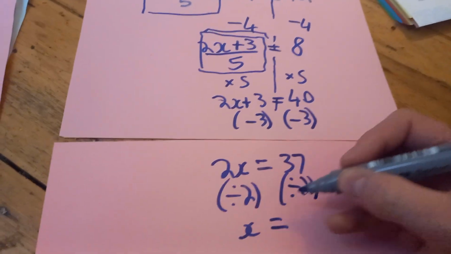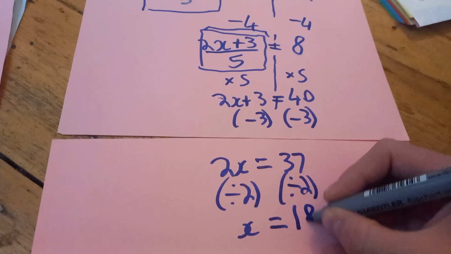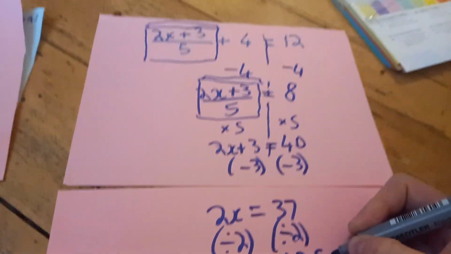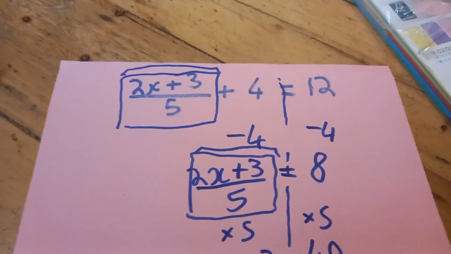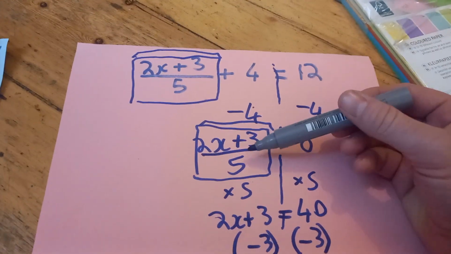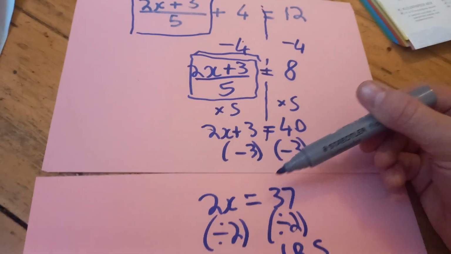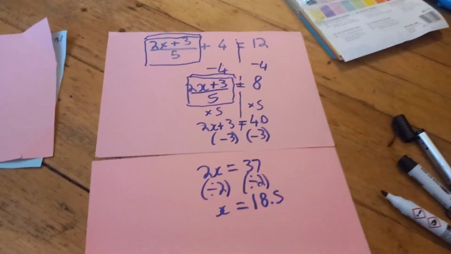X equals, get your calculator out, and that's 18.5. Let's look at all that from the beginning. Look at the houses. First of all, we -4. Then we got rid of the person downstairs. Then it's a simple 2-step equation all the way to the bottom.